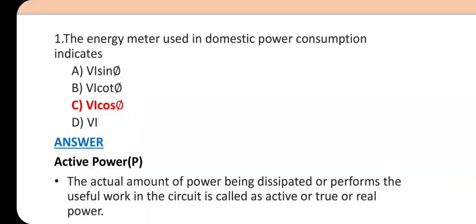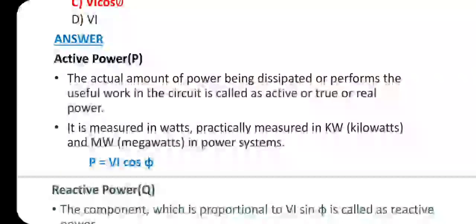Question number 1. The energy meter used in domestic power consumption indicates. The answer is option C, VI cos phi. The detailed solution is, what is active power?